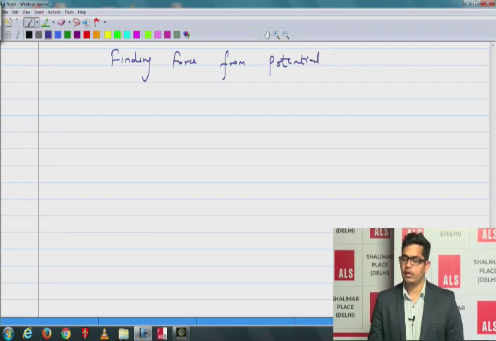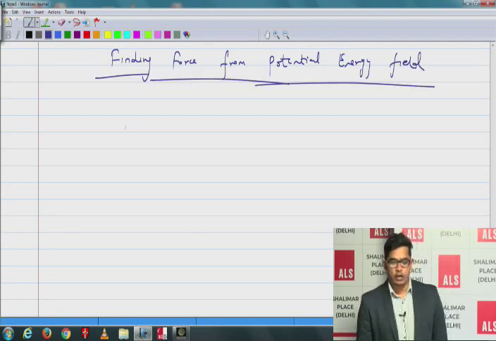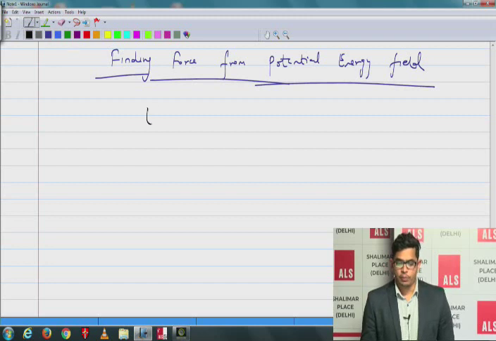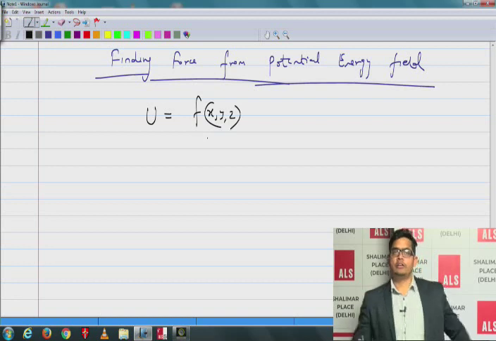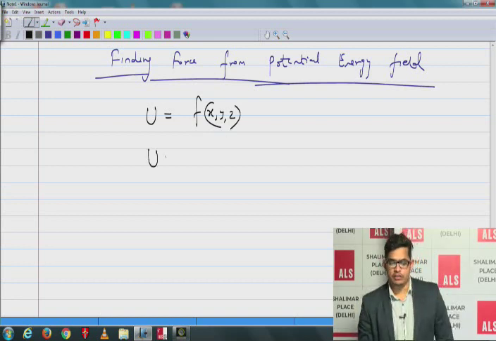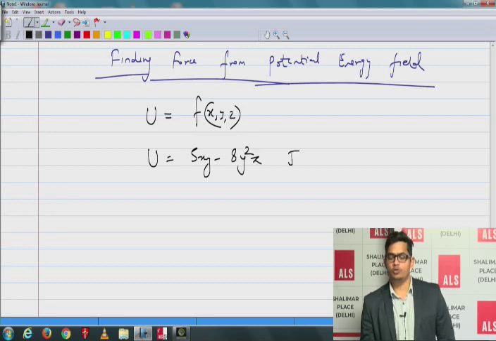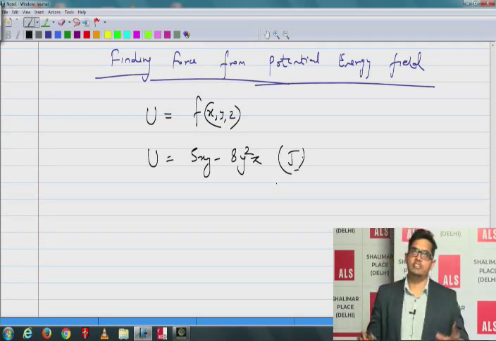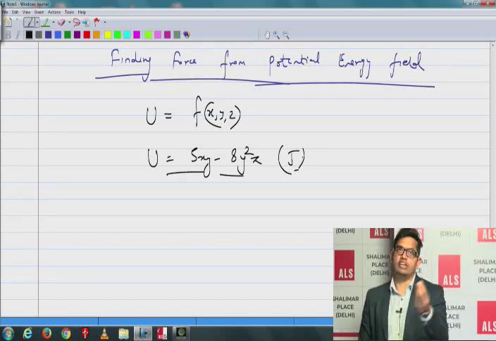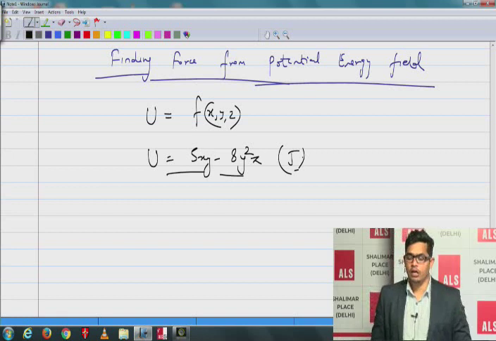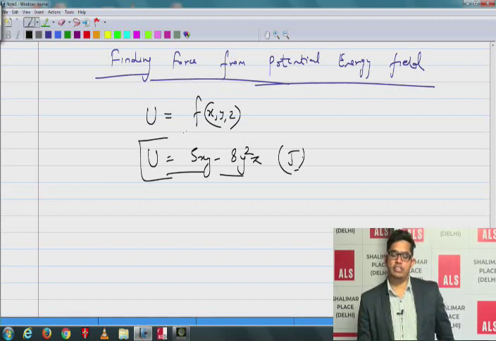So imagine potential energy is given as a function of x, y, z. For example, potential energy is 5xy minus 8z or y square z joules. Suppose potential energy is given like this. It means for different x, y we have different potential energy at points, isn't it? Makes sense.